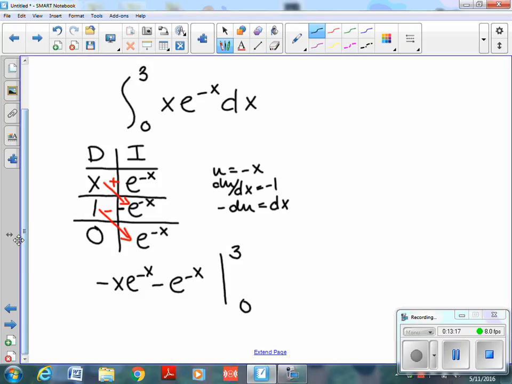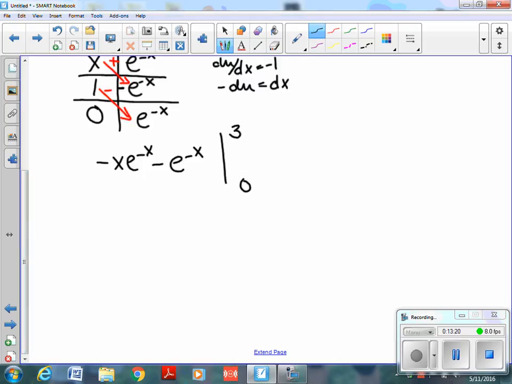And all you're going to do is plug 3 in for all the x's. So it looks like a negative 3e to the negative 3 minus e to the negative 3 minus, in place of all the x's, you're going to put 0. When you put 0 in there, though, it cancels out. So the negative 0 times e to the 0. And anything raised to the 0 power is 1, so you're just going to be left with a negative 1 right there. And I kind of fast forward this. When you do all the math, you're going to get 8 for your final answer.